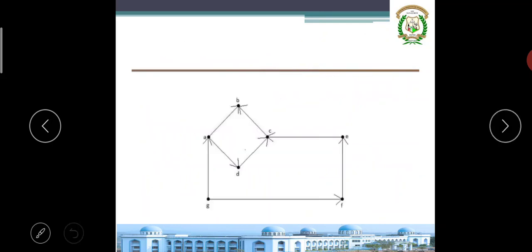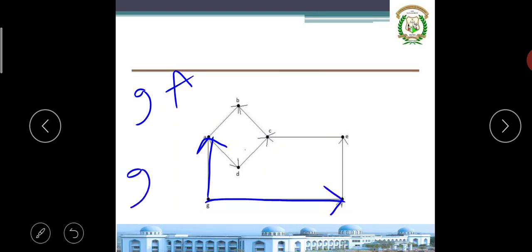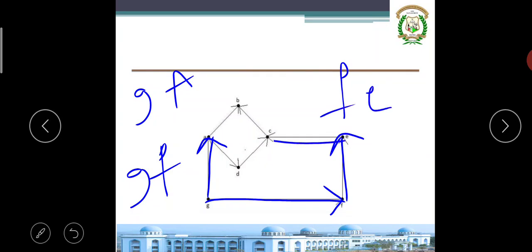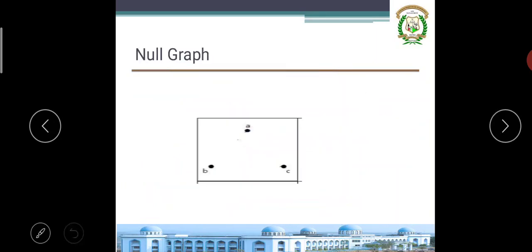Next, this is also a directed graph, and the direction is given very clearly. Suppose an edge goes from G to A, then that edge should be written as GA. If you write AG, it is wrong. The edge from G to F: the starting point is G and the ending point is F, so you write GF. From F to E the edge goes, so you write FE. E to C, the edge goes, so you write EC. In this way, the edge set should be mentioned in directed graphs.